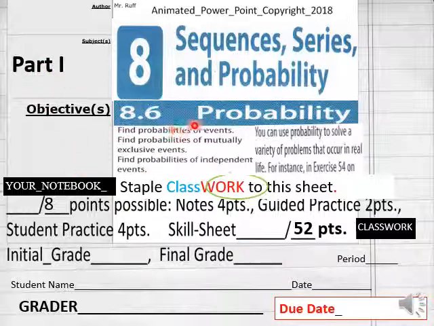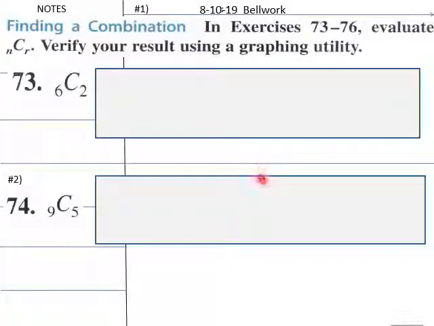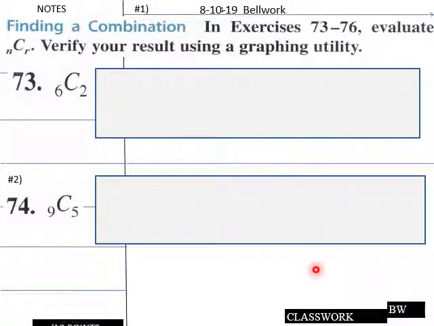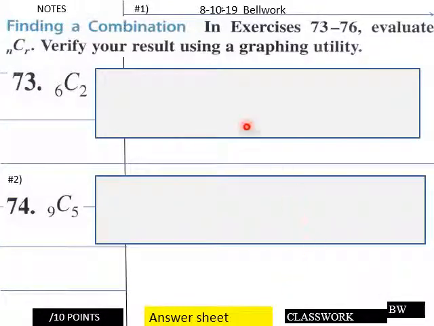Part 1, 8.6, probability. And today's bell work, students, teachers, here's your bell work for today. Evaluate nCr, verify your result using a graphing calculator. So here you have 73, 74. This is from your previous lesson, students. Teachers, give your students about 5 minutes.